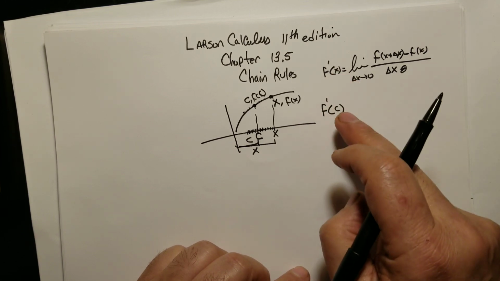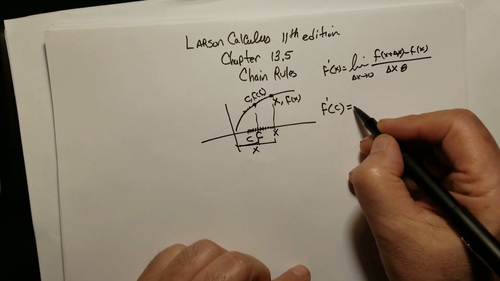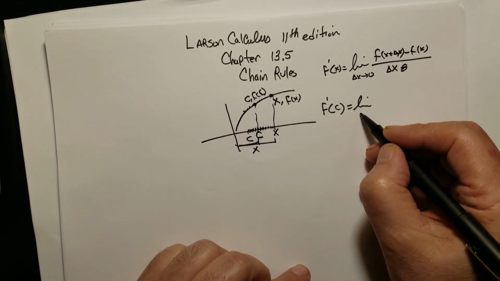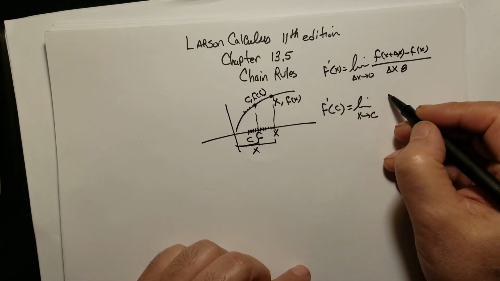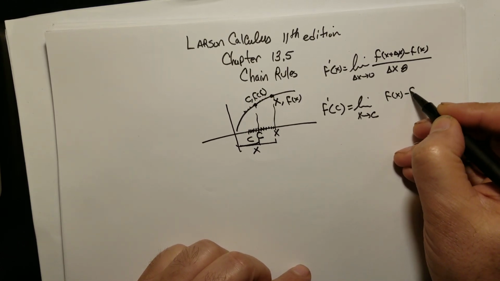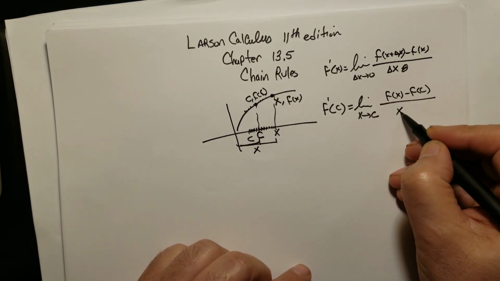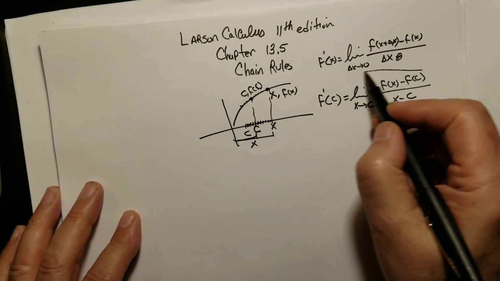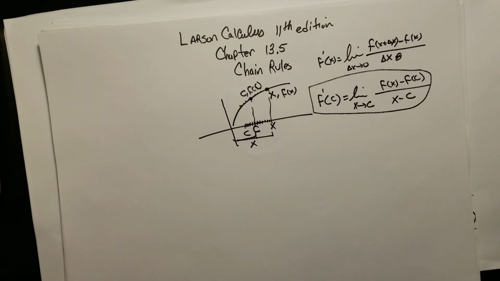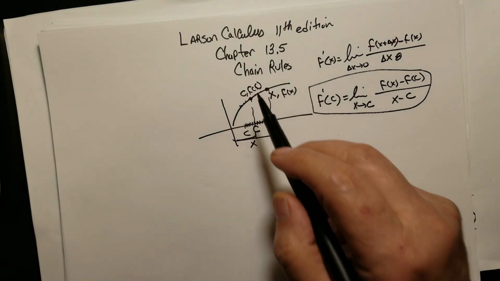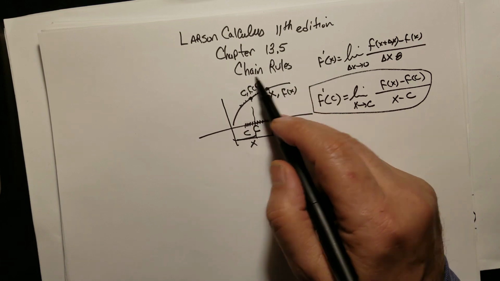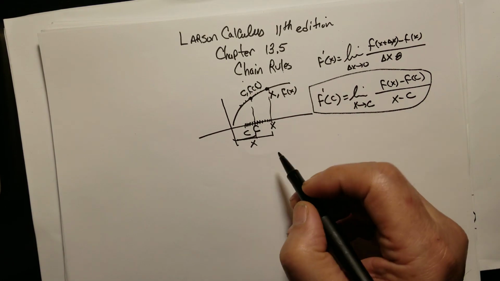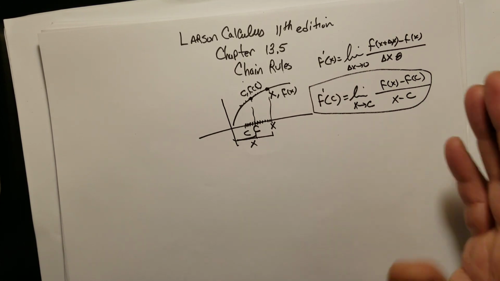This is at a specific point, and it is equal to the limit as x approaches point c of f of x minus f of c over x minus c. This is something we need to know because we're going to use it to prove the chain rule. The chain rule is going to be applied when we have a composite function. Let's talk about a composite function.